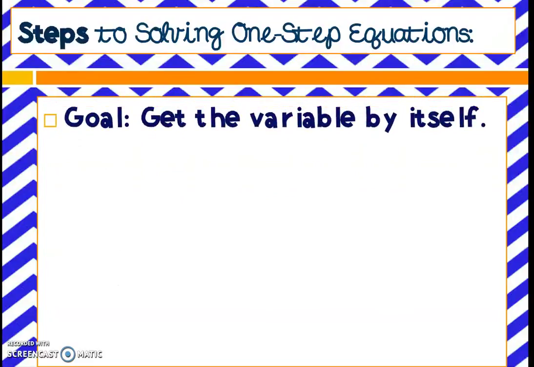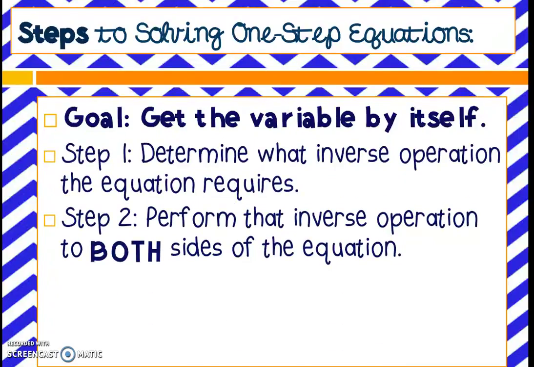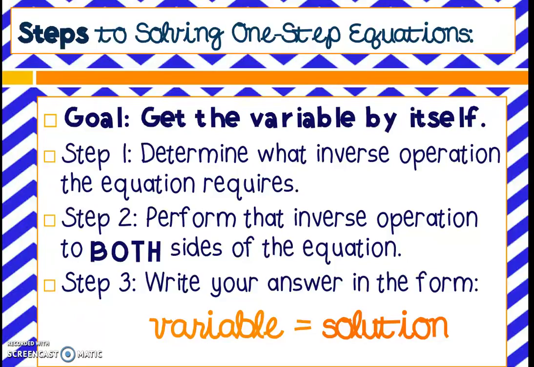Okay, first things first, our goal is always to get that variable by itself. The reason that we're using these inverse operations is so that we can isolate the variable and figure out what it's equal to. So first things first, determine what inverse operations you need. Perform that inverse to both sides of the equation. And then write your answer in the form variable equals solution.